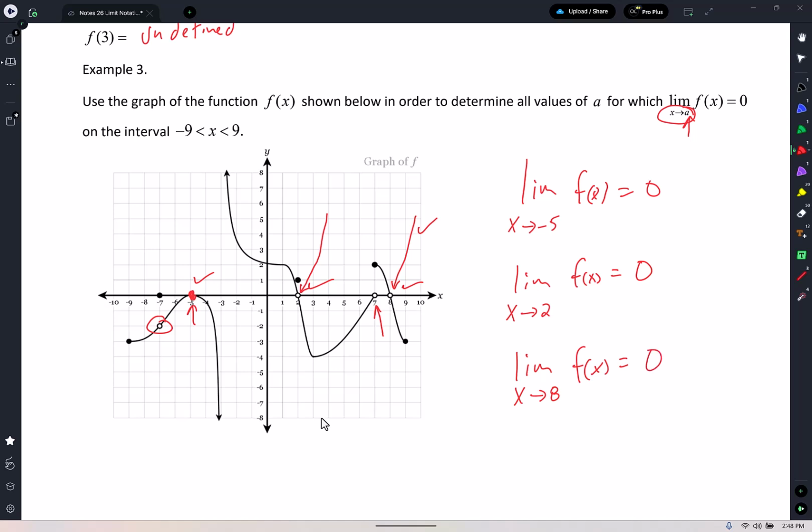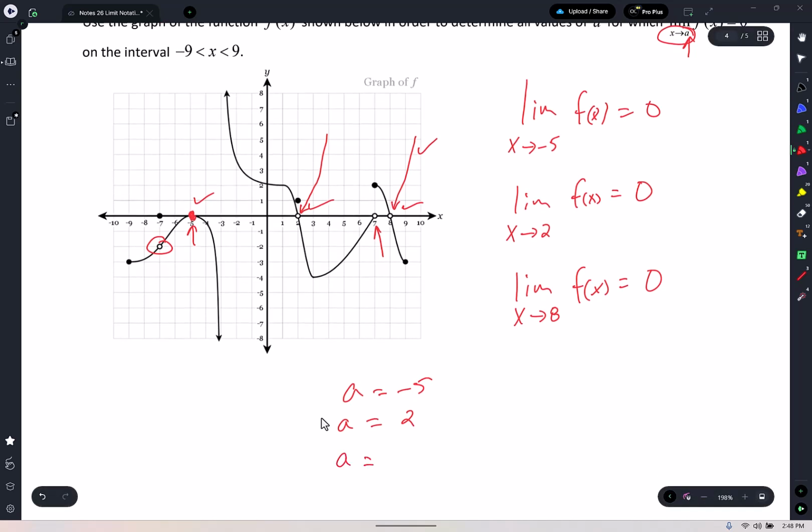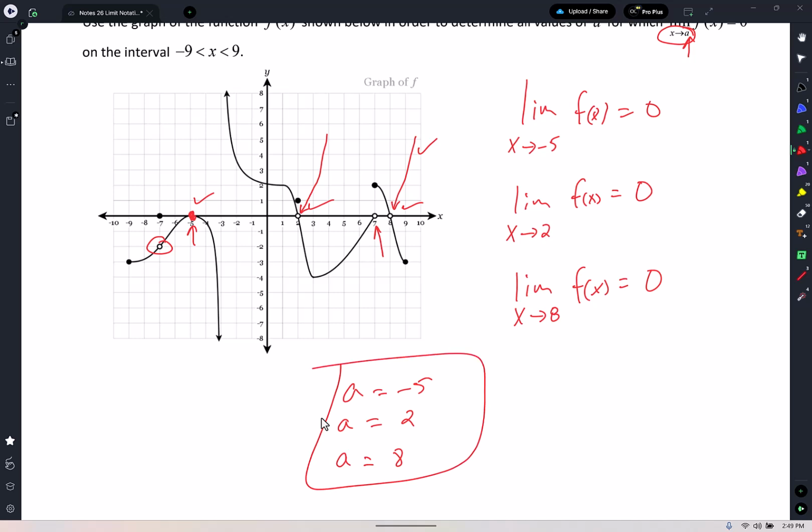Okay, -5, 2, and 8. So I'm going to say it wants to know what a is. So I'm going to write a equals -5, a equals 2, and a equals 8. I guess you could have just written 1a and then -5, 2, 8. Are we okay?